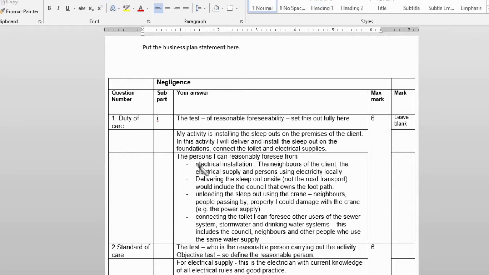Now, one thing about this step is I'm not actually concerned about any damage. What have I actually done doesn't matter at this point. We're simply asking the general question of who do we owe a duty of care to. So before anything goes wrong, you're simply thinking here, who could possibly sue me because of this business activity?